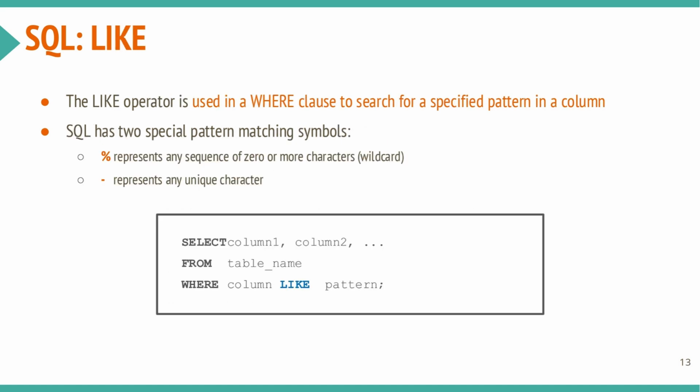The like operator is super useful. It's for pattern matching. The percentage symbol is a wildcard. It means any characters. The other symbol is underscore. This matches just one single character.